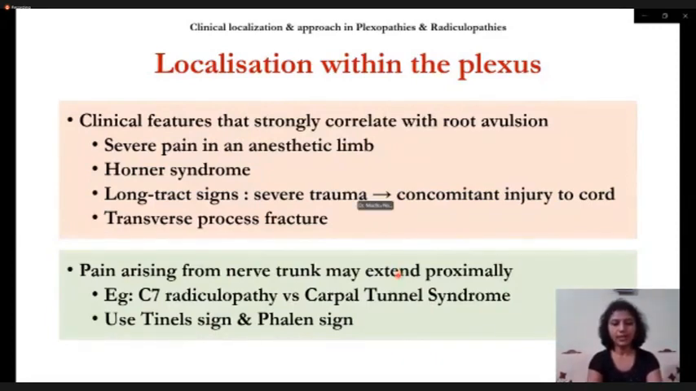Now, in the context of radiculopathies, one must remember that while radiating pain is a characteristic feature of root involvement, pain due to entrapment neuropathies may also radiate proximally and therefore mimic a radicular pain. In this case, signs of local or focal irritation such as the Tinel sign and the Phalen sign may be useful in distinguishing a radiculopathy from a more peripheral entrapment neuropathy.